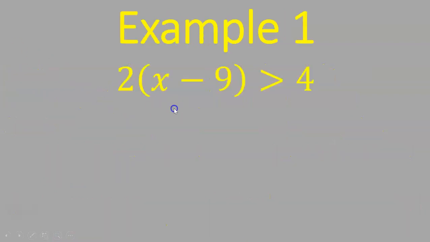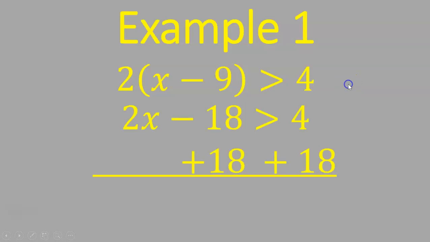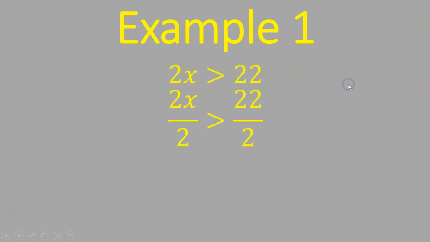So here's a simple example. Notice here, instead of an equals, we have a greater than sign, but you're going to do it the same way. You're still going to distribute. You're still going to add 18 to both sides. You're still going to divide by 2. Okay, and so you get x is greater than 11. So that's similar to just simply saying x equals 11, but it's greater than 11.